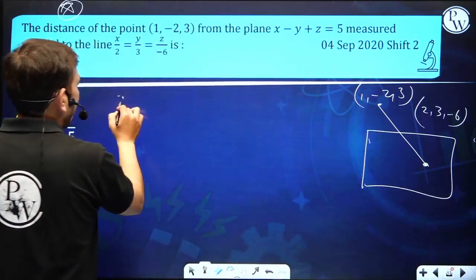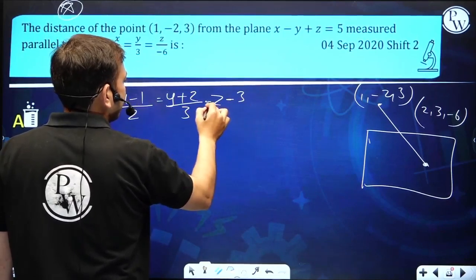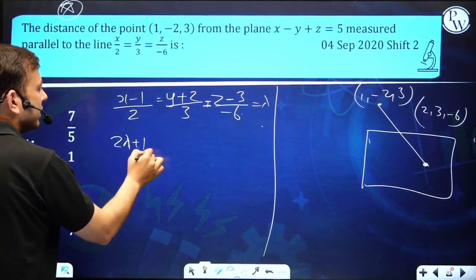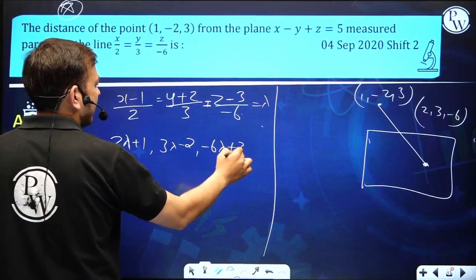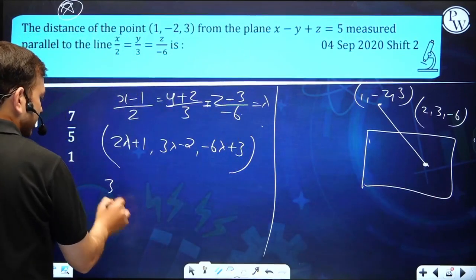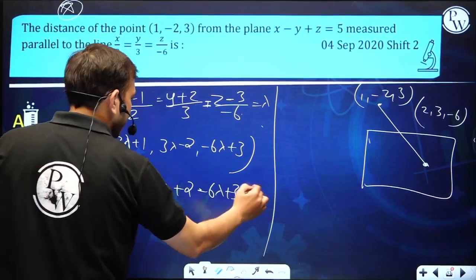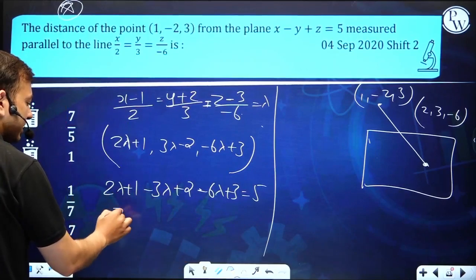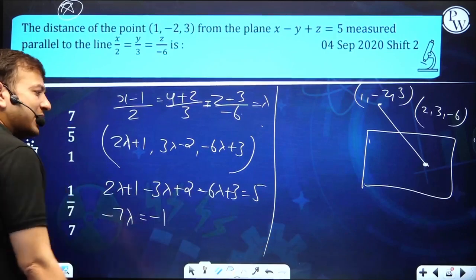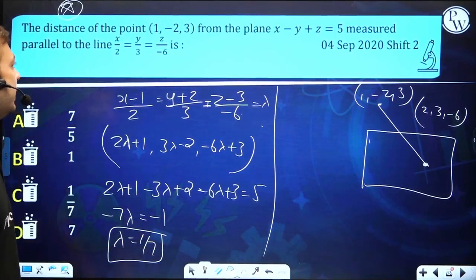So the line equation will be (x minus 1)/2, (y plus 2)/3, (z minus 3)/minus 6. Let it be lambda. So the point is 2 lambda plus 1, 3 lambda minus 2, minus 6 lambda plus 3. These are the points on this line. Now if this lies on the plane, it should satisfy the equation. So 2 lambda plus 1, minus 3 lambda plus 2, minus 6 lambda plus 3 should equal 5. 6 minus 3 is 9, 9 minus 2 is 7, minus 7 lambda, 1 plus 2 is 3, 3 plus 3 is 6. So 5 minus 6 is minus 1, and lambda will be 1 by 7.